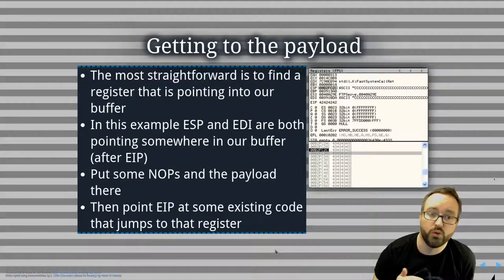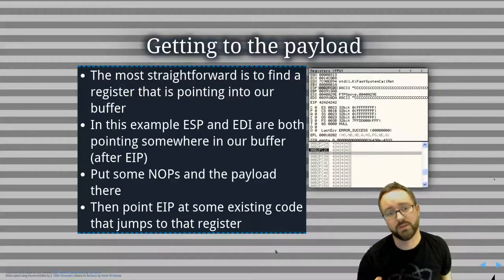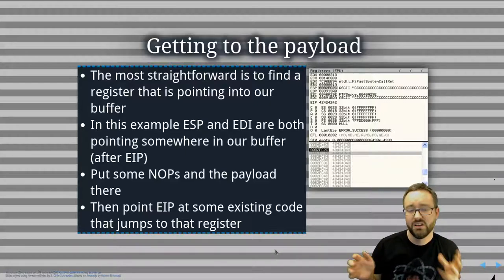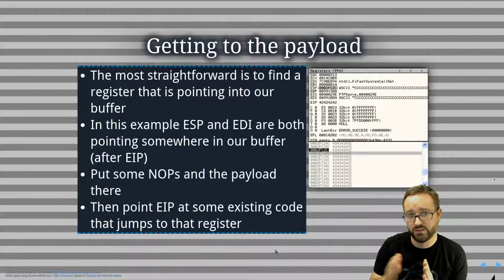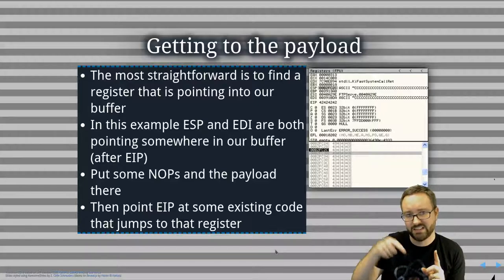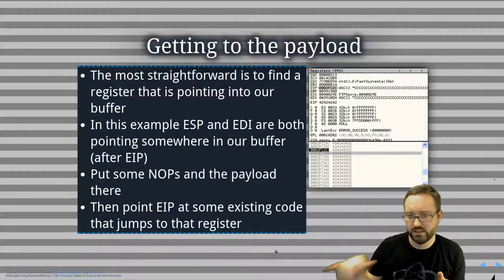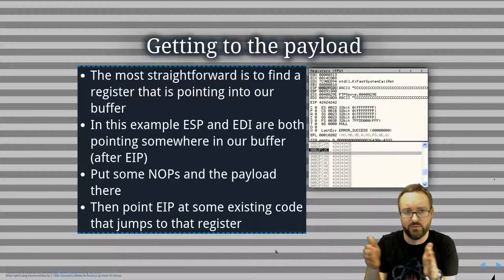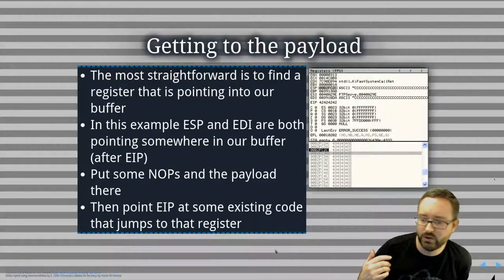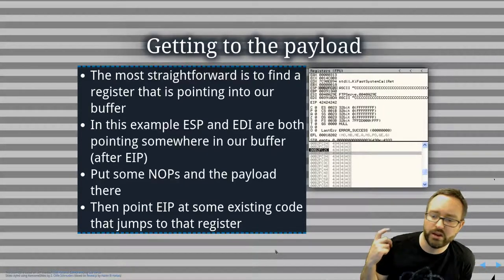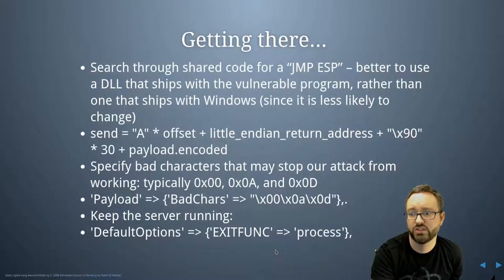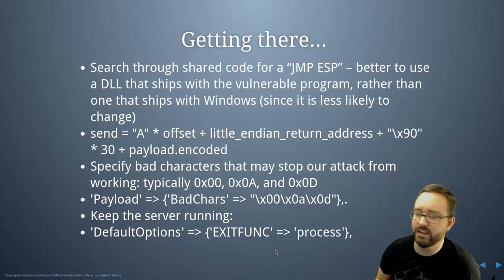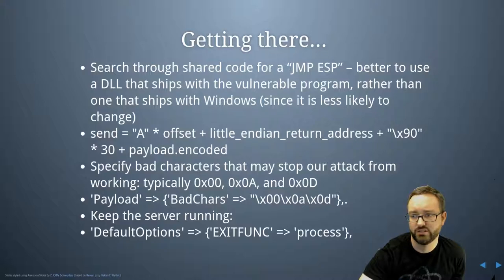And so what we would normally do is we put some NOPs. A NOP is a no operation instruction for the CPU, it just does nothing. And it's an easier way to write the attack because we just put a bunch of NOPs and then our shellcode. So we just have to land somewhere in the NOPs. So NOPs and then the payload. And because the stack's moving around slightly, it can provide a little bit of buffer for things to work out as well. And then we point our EIP at some existing code that jumps to the register. So what we do is we search through the shared code in the program for a jump ESP instruction.